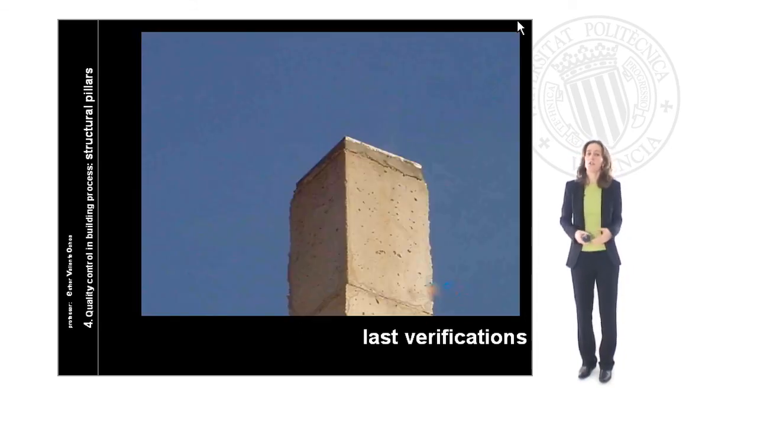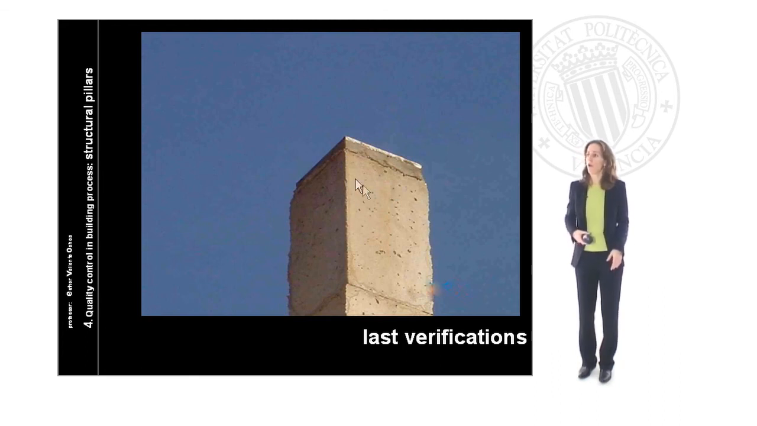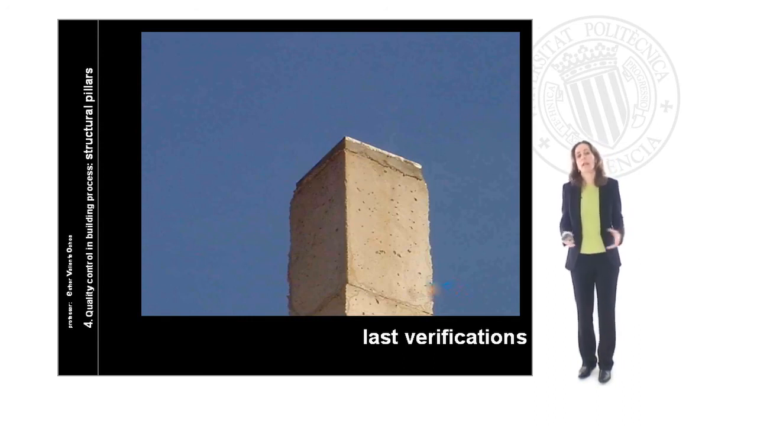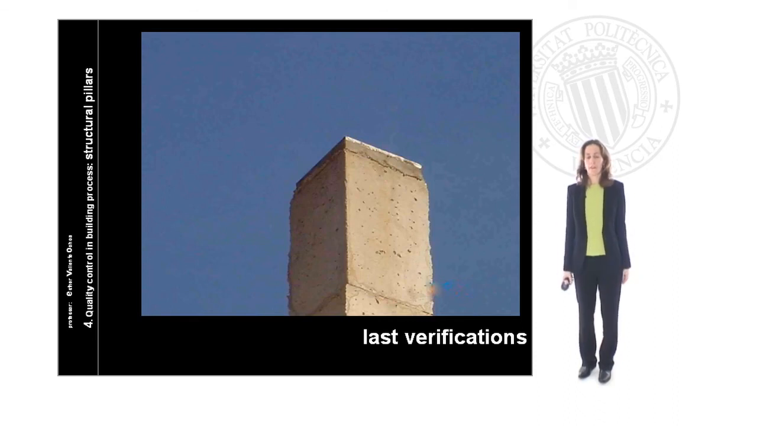As a last verification, in cases where we have a reinforced concrete structure and the beginning or connection of a steel structure, we have to control the plate that will connect the steel cover with the reinforced concrete pillar. In all cases, we finish the pillar unit and begin the next part of the structure, the floors. Thank you very much.